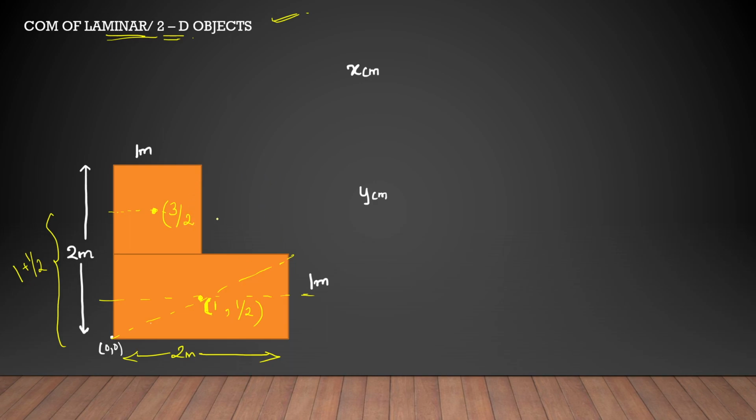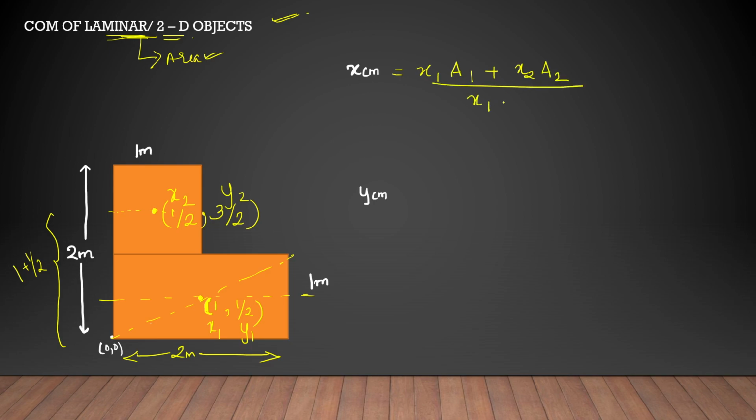And this distance on the x-axis is 1 by 2. On the x-axis it is 1 by 2, on the y-axis it is 3 by 2, because this is lengthwise y and this is x. So we got x1, y1, x2, y2. Now we do the same thing as m1 x1, but for laminar objects we consider their area rather than the mass. So we'll do x1 a1 plus x2 a2 divided by a1 plus a2.